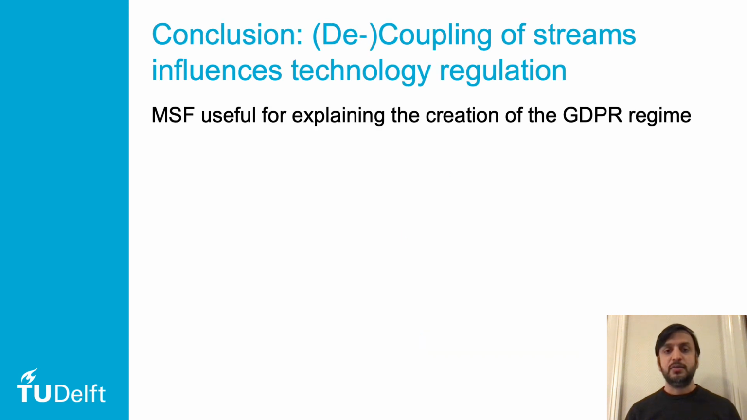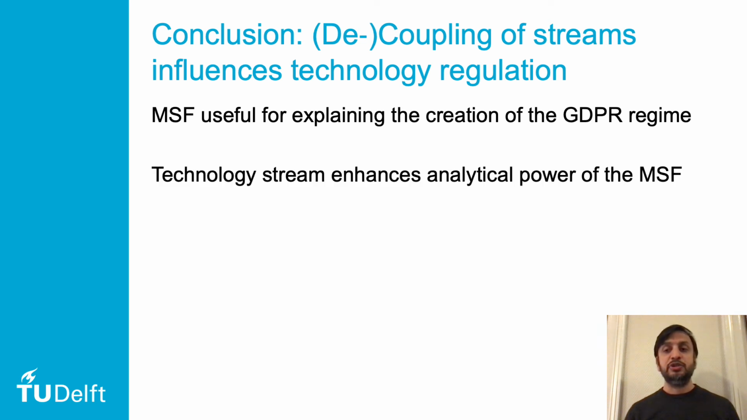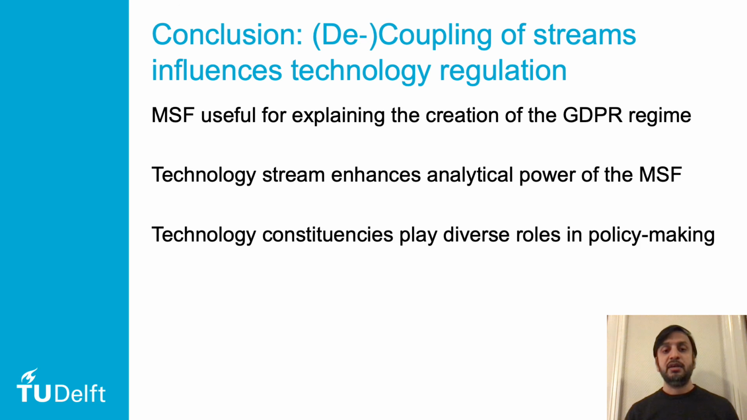Based on these findings, we conclude that, first, the multiple streams framework is useful for explaining the timing and design of technological regulation, and that it can incorporate the role of functional logics, ideas, interests, institutions, and entrepreneurship in the process. Second, the inclusion of the technology stream enhances the analytical power of the framework and provides a more nuanced account of the influence of technological innovation on policy making. And third, it is important to understand the dynamics between incumbent and emerging technology constituencies to understand policy technology coevolution.